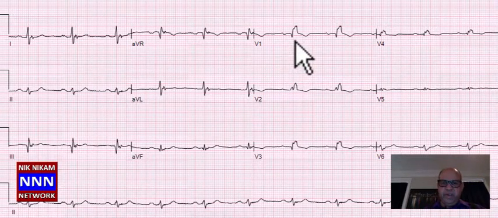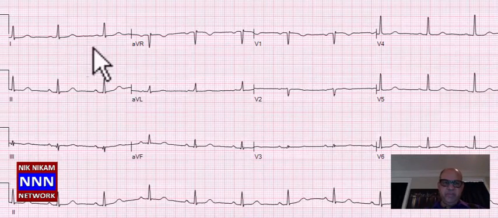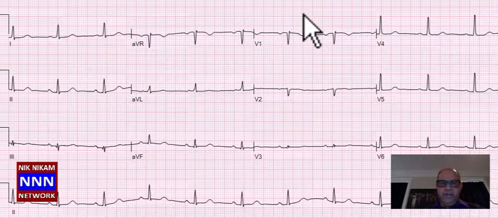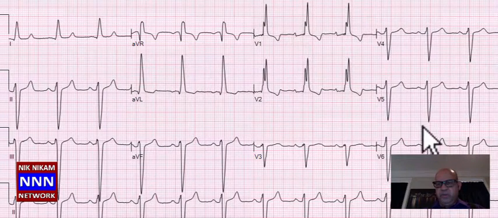Sinus rhythm, right bundle branch block, low voltage, non-specific STT changes. Sinus rhythm, lack of R wave progression in the anterior leads, non-specific T wave changes. Sinus rhythm, right bundle branch block, left anterior hemiblock, left axis deviation, and QS complexes, lack of R waves laterally.